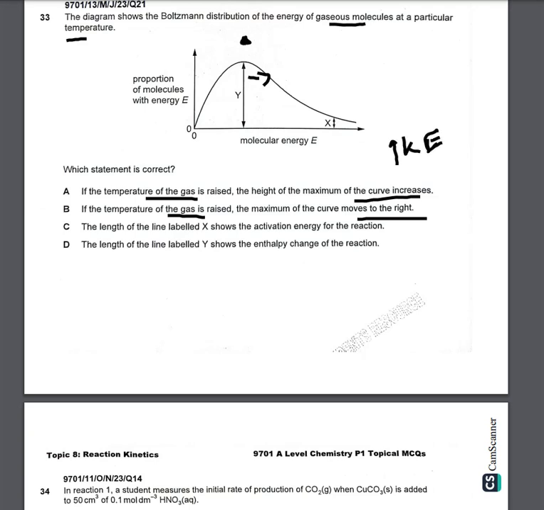Repeating this for, I guess, the 20th time now. You are increasing the kinetic energy. Hope somebody has watched this whole video. When increasing the kinetic energy, there would be more molecules to the right of the graph. So B is your right answer. All others are incorrect. The line labeled Y shows the enthalpy change? No, it doesn't. It doesn't show the activation energy.